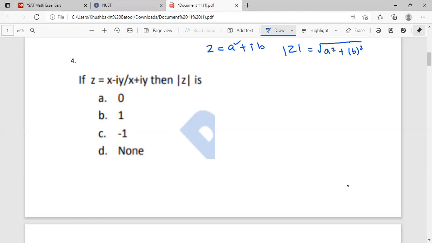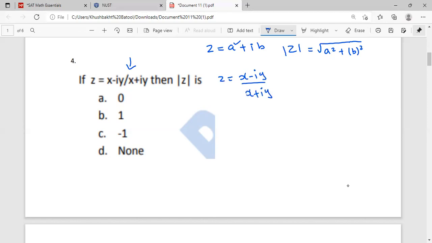It is a fraction of complex numbers, but we only know how to find the mod of Z when we have one complex number. I mean, it's not a fraction; we do not have any other complex number in the denominator. So first we need to work on this. Let's work on this. So Z is (x minus iota y) divided by (x plus iota y).